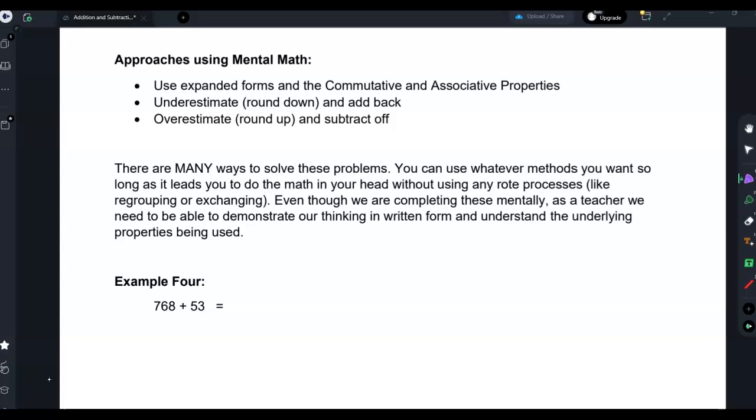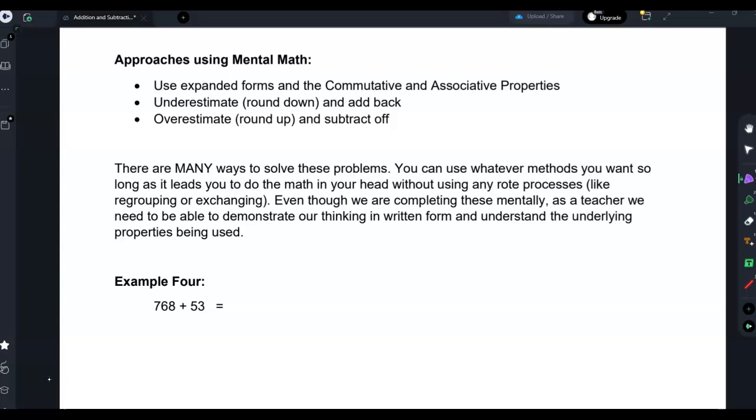So there are many ways to solve these problems. Realize that the way you think of it or do it might be different than the mental math steps that your student is using. You can use, and your student can use, whatever method you want, so long as it leads you to do the math in your head without using any rote processes like regrouping or exchanging. You should not have to write anything down in order to do these problems, or if you do, very, very little. We want to be able to do them mentally.